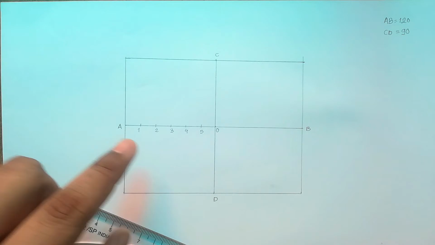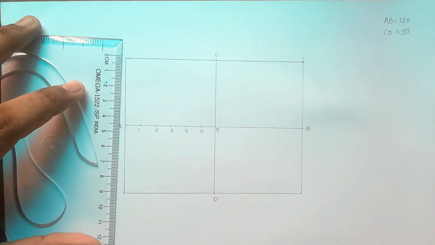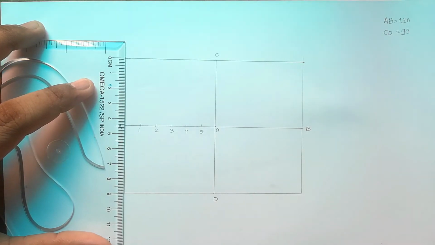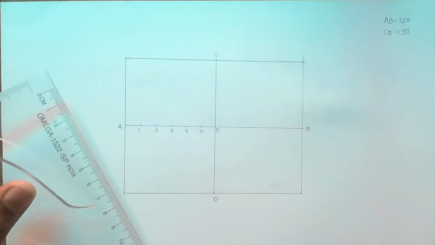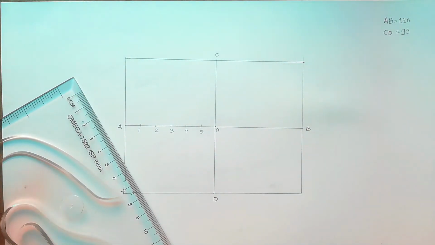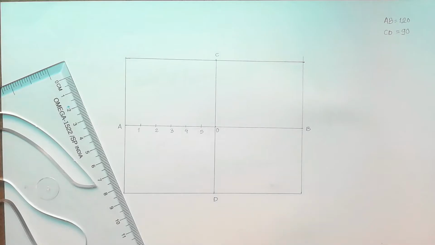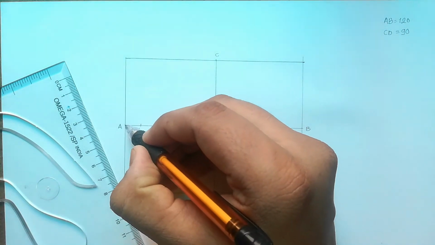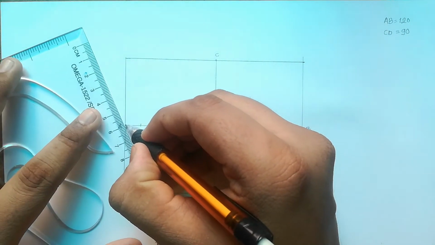Now the same 6 divisions should be made over here. What is the distance here? The distance is 45 mm, so I cannot actually make 6 equal divisions using this scale. So I need to use the method to divide any line into any number of equal divisions. As per that method, I need to draw one more line starting from point A. Let me say that line is available over here.